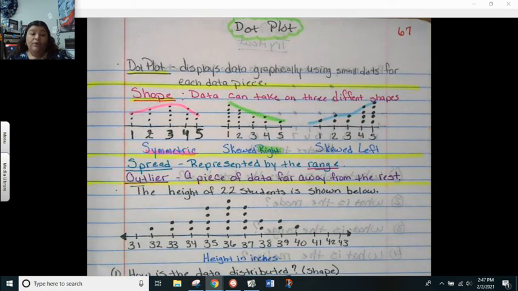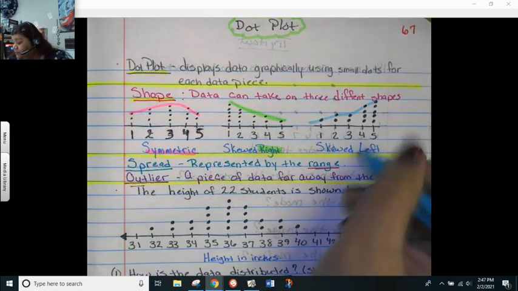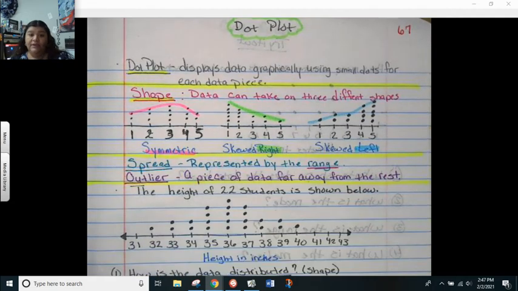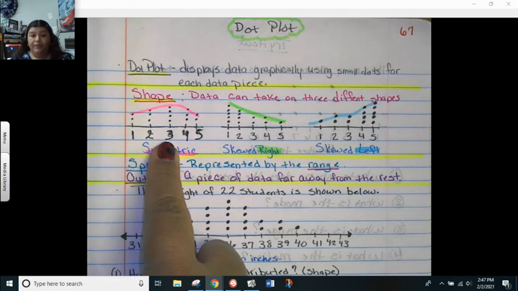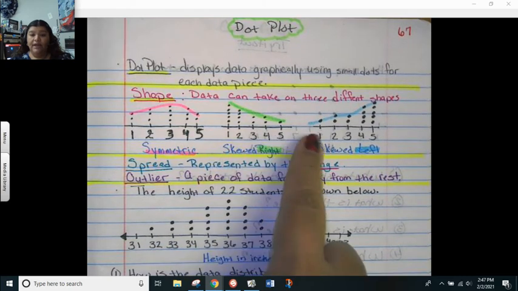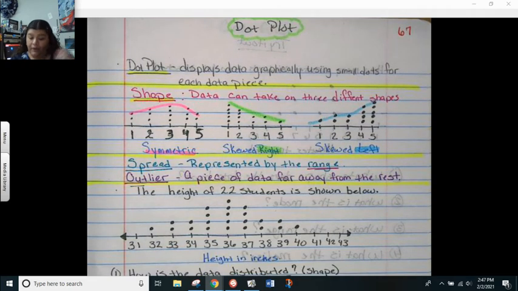Now, you can have a graph that is neither of these three. Okay. If it doesn't look like any one of those three, then the data doesn't have a shape. Okay, there's no pattern to the data. It's a scatter plot. It's just everywhere. Okay, so it can be symmetrical, skewed right, skewed left, or no shape at all. All right, those are our options.